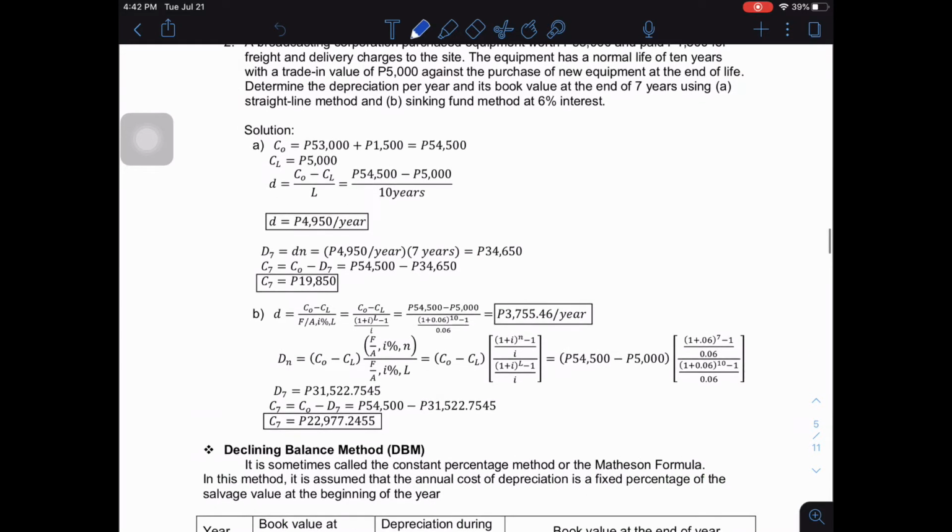But using the sinking fund method, the depreciation would be 3,755.46 per year. At the end of 7 years, the depreciated amount would be 31,522.7545, which is applying the formula for DN. And to solve for the book value at the end of 7 years, we're going to subtract the 31,522.7545 from the original cost of 54,500, giving us a book value of 22,977.2455 pesos.